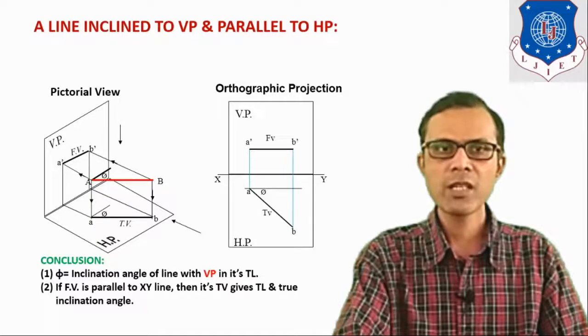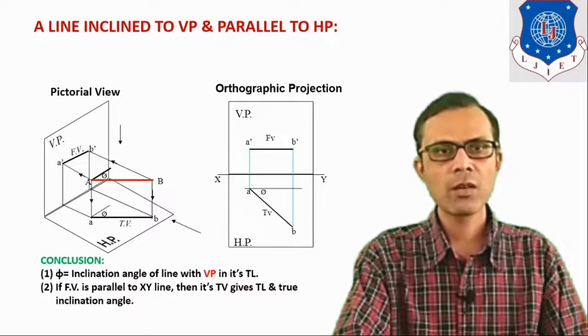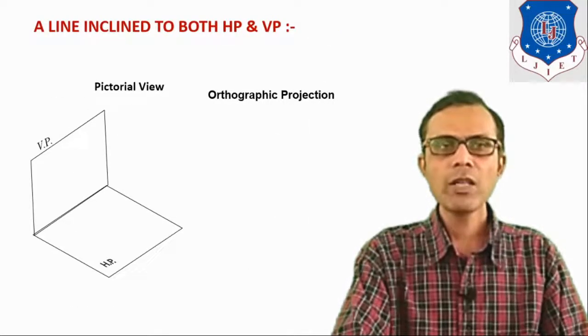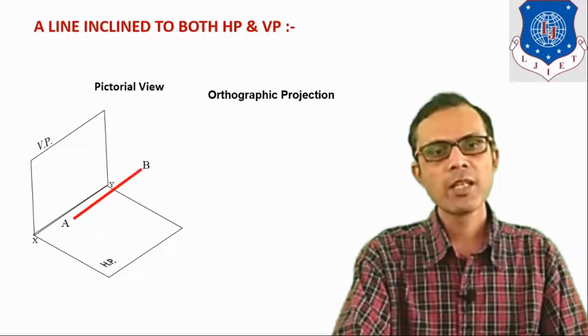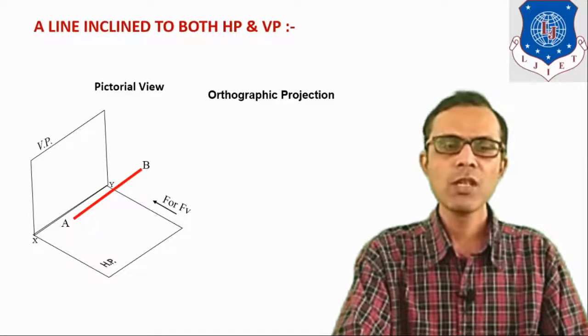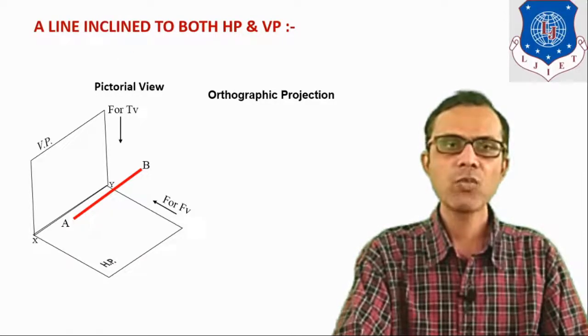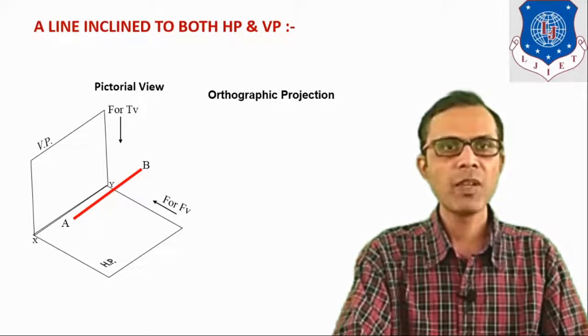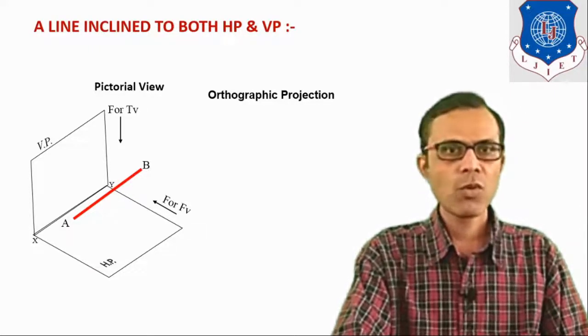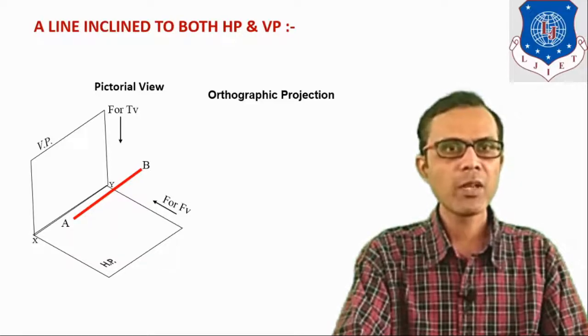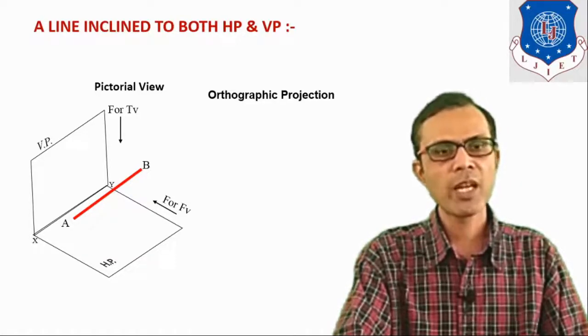You have to understand and remember all these conclusions. Now if a line is inclined to both HP and VP, then how can the projection be drawn? So here it shows the line AB which is inclined to both HP and VP. So neither its front view nor its top view shows the true length of the given line, because it is inclined to both HP and VP.